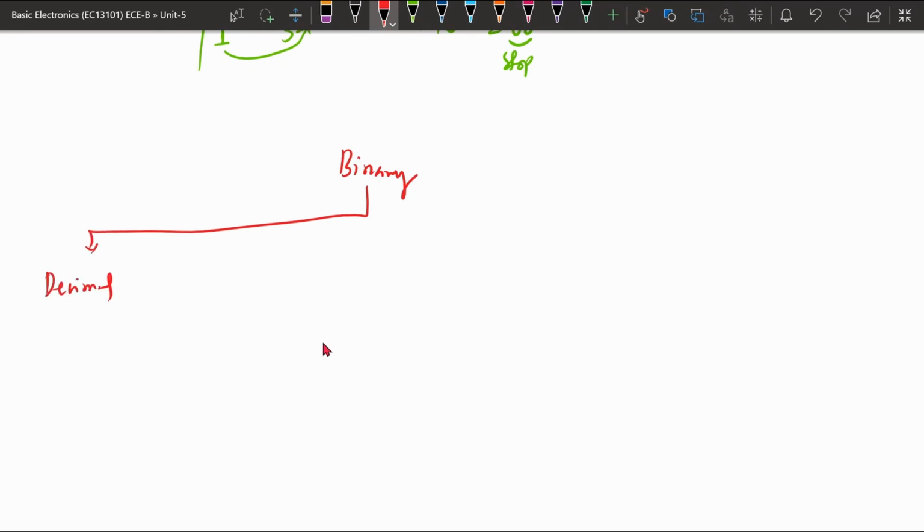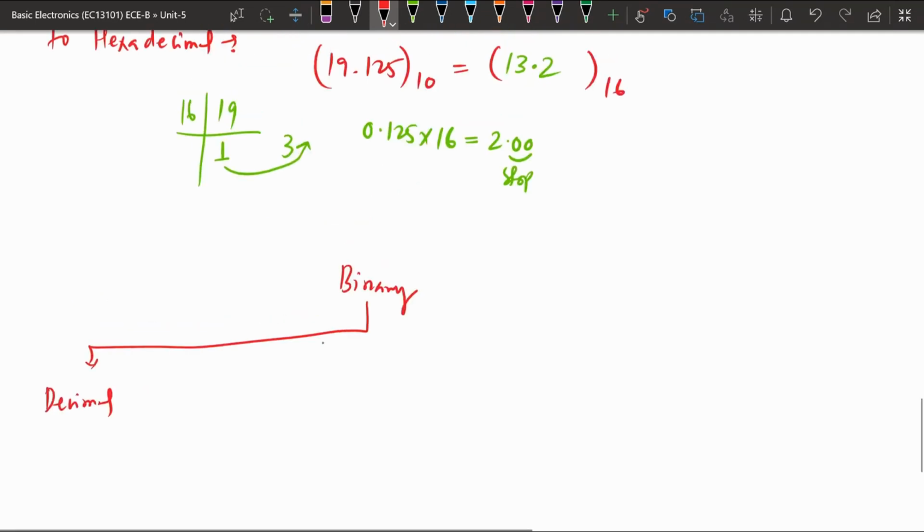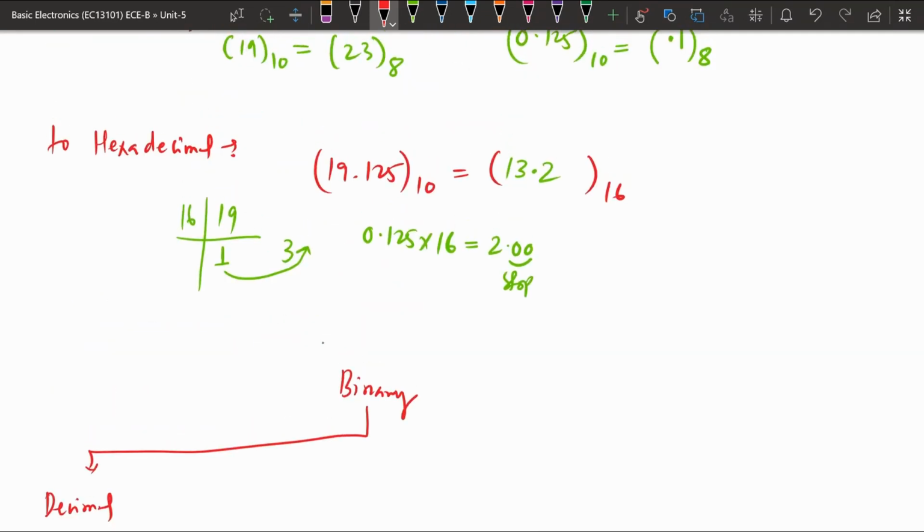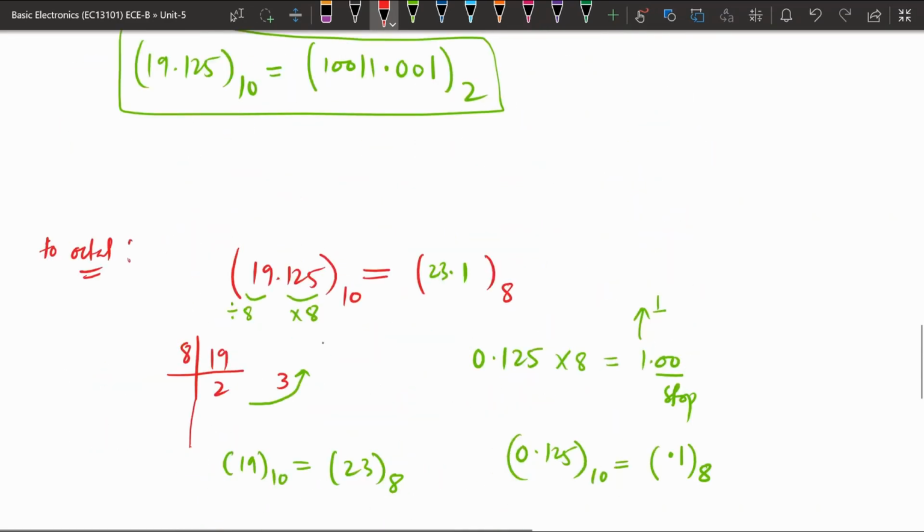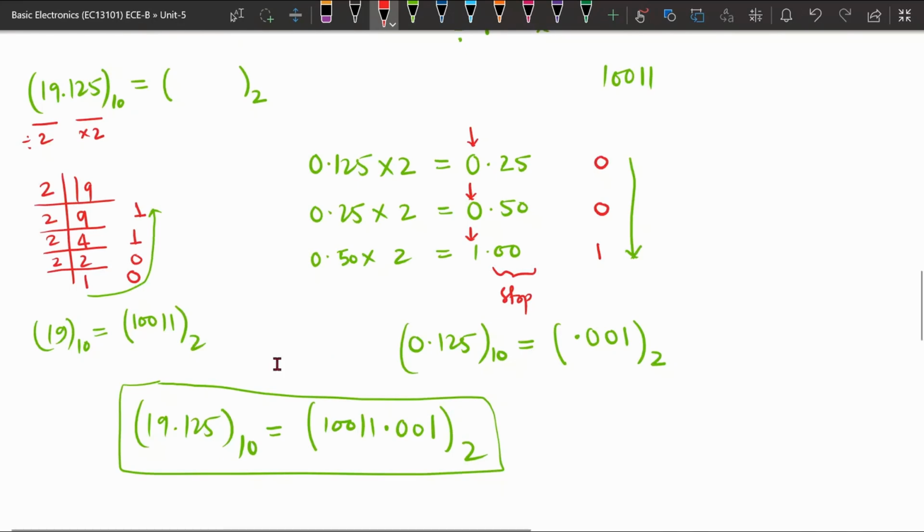Sir, when we are converting a number from decimal to binary, what if we are not getting zeros? What if we are not getting 0?